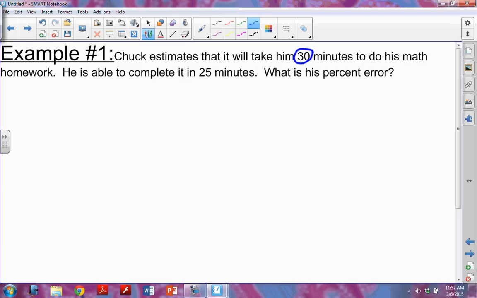Chuck estimates that it will take him 30 minutes, so I'm going to go ahead and circle that, to do his math homework. He is able to complete it in 25 minutes. What is his percent error?